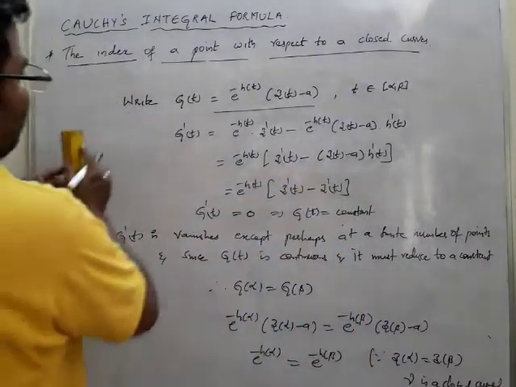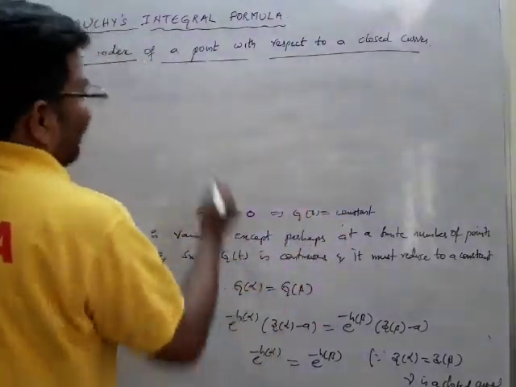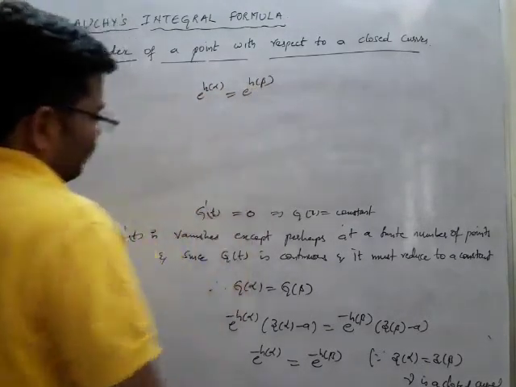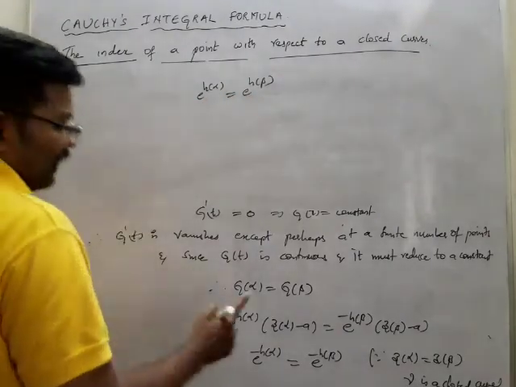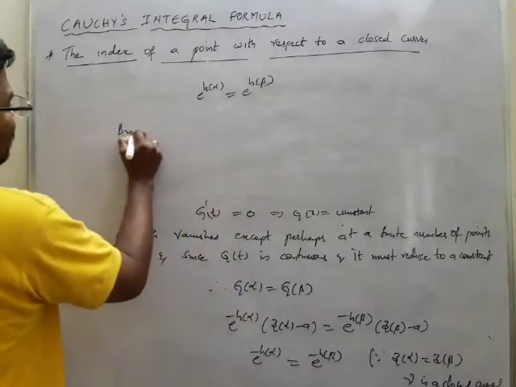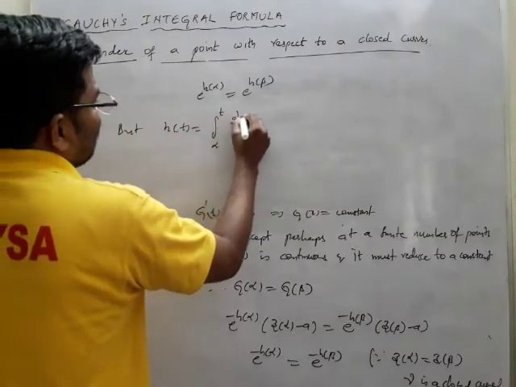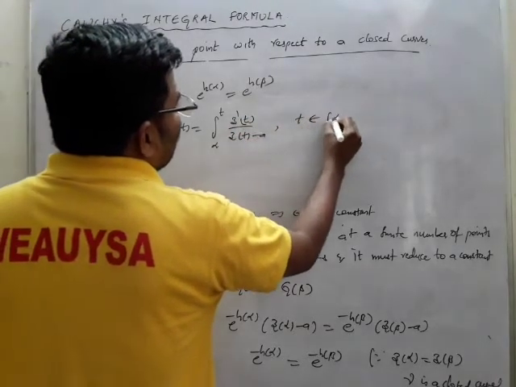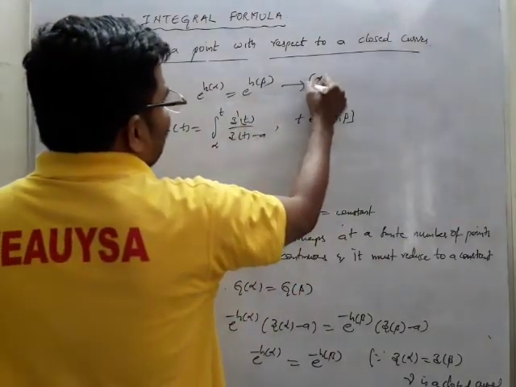Still I may write it in this form. What is that now? I may write e power h of alpha is equal to e power h of beta. Okay, so e power h of alpha equal to e power h of beta. Moreover, what is h of t? H of t is nothing but equal to the integral from alpha to t of z dash of t by z of t minus a, where t belongs to alpha comma beta. This we have already chosen. Take this as equation star.